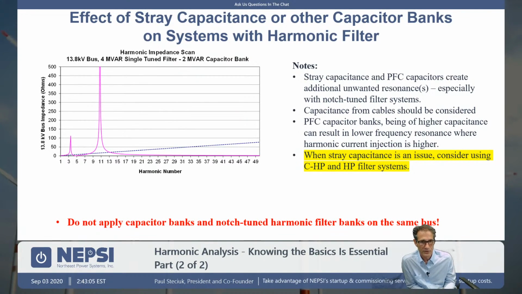cap bank. So there's a basic rule of thumb: do not apply capacitor banks where you have notch-tuned harmonic filters. They don't mix well. They're kind of like oil and water. You avoid that application criteria.